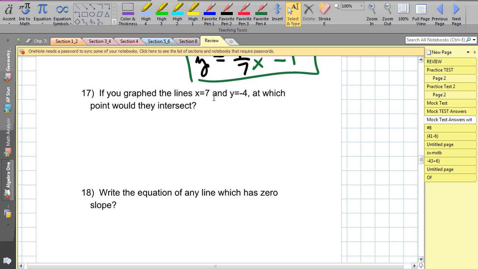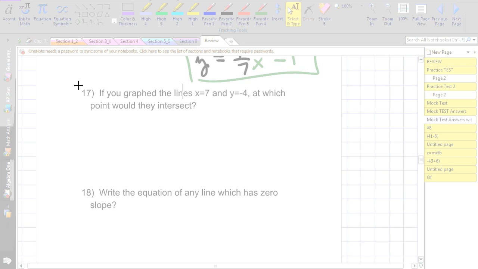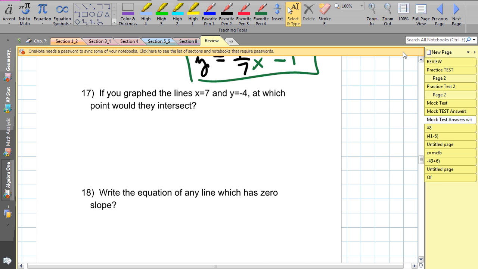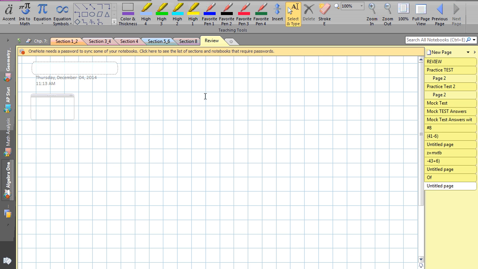This is not x equals 7 as a value for just a point. These are not points. These are actually equations of lines, x equals 7 and y equals negative 4. And if we graph them, at which point would they intersect? I'll do that on a separate sheet of paper over here.